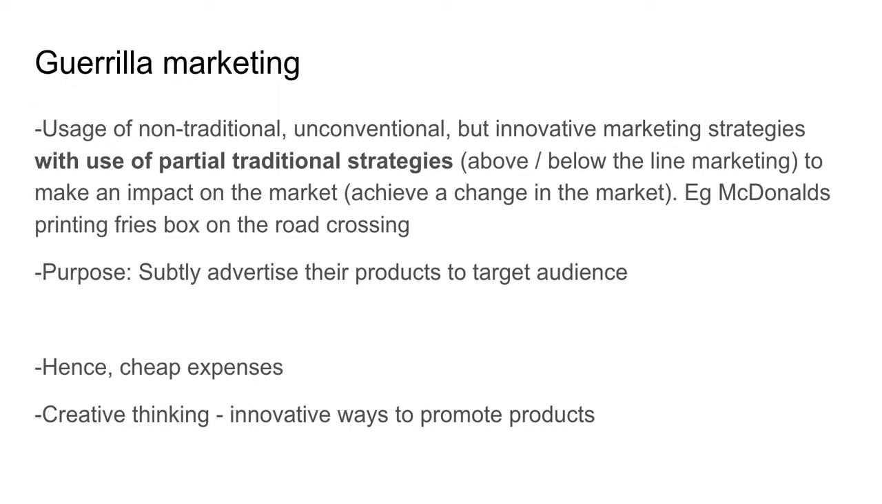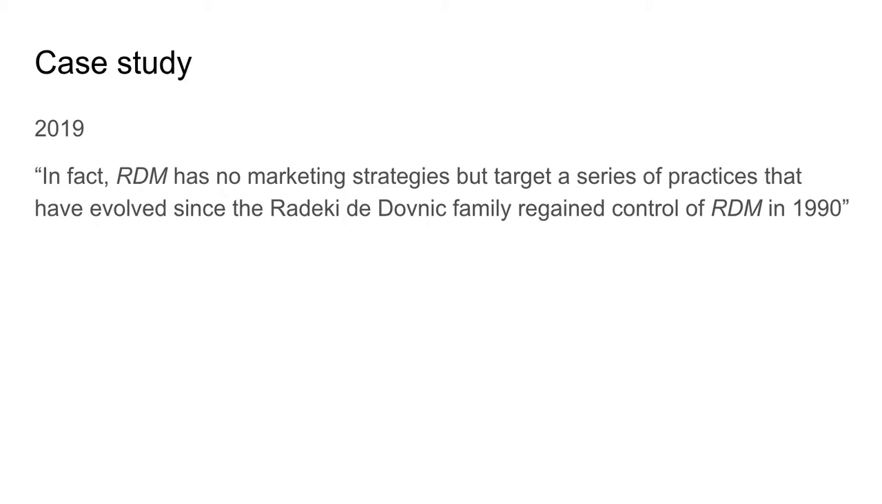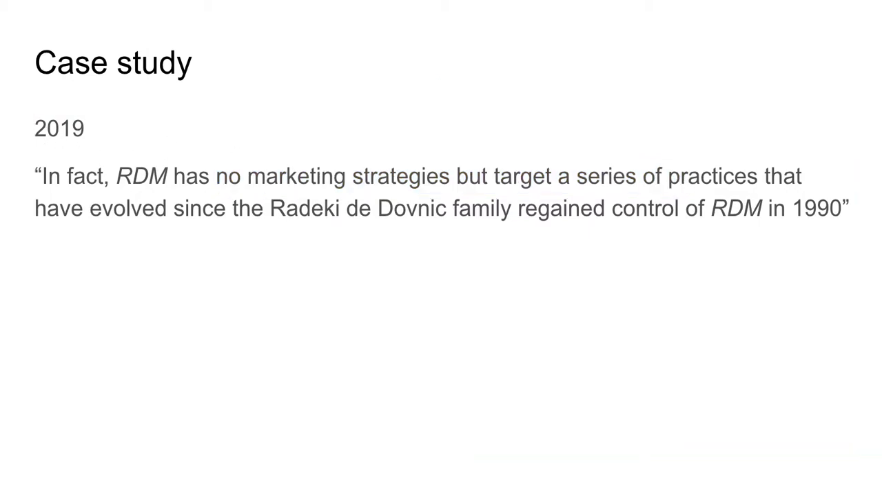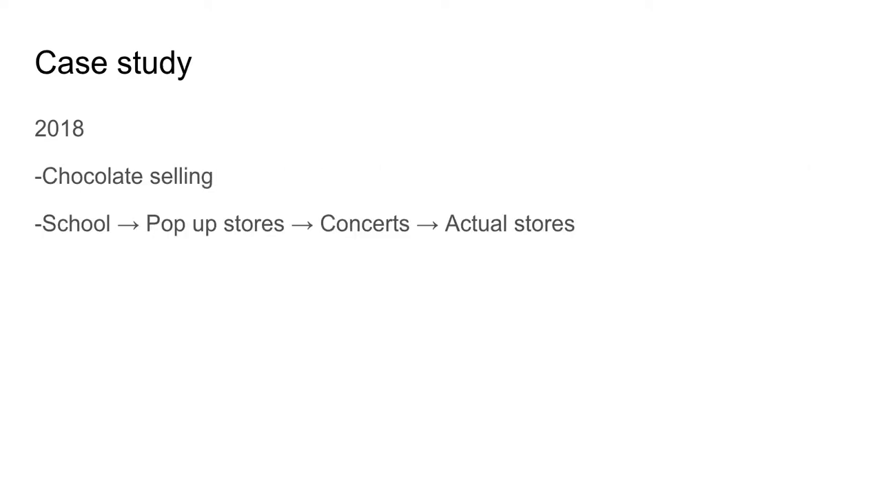So, after all of this, let's take a look at how we can apply this to our papers, in terms of exam papers. We have a look at this case study over here, the most recent pre-pandemic one, from 2019. It says that it has no marketing strategy, but still targets a series of practices that has evolved the family company to regain control over this company in 1990. However, since there are significantly no marketing strategies, but instead a series of practices, it is not a good example for us to analyze in terms of promotion and marketing.